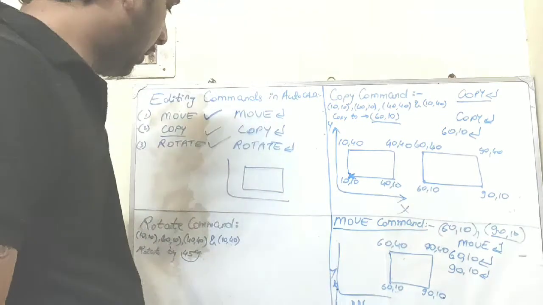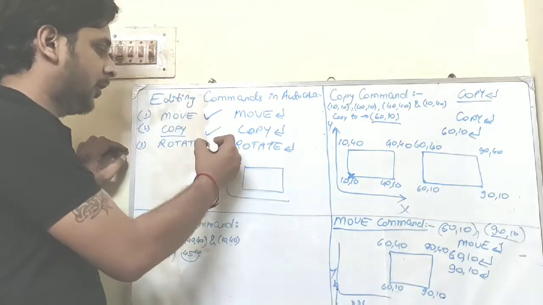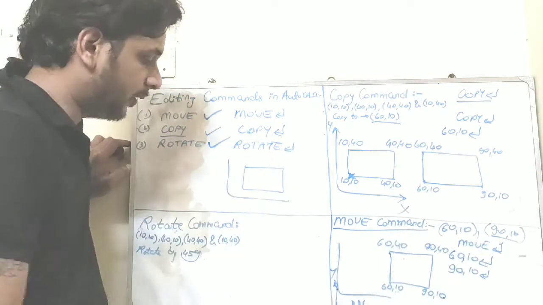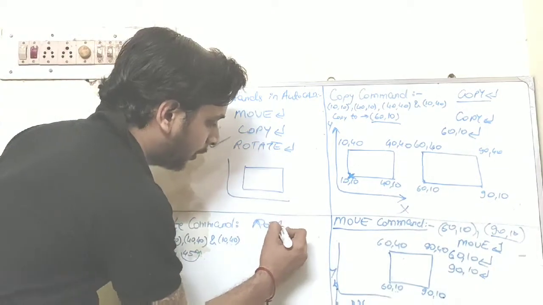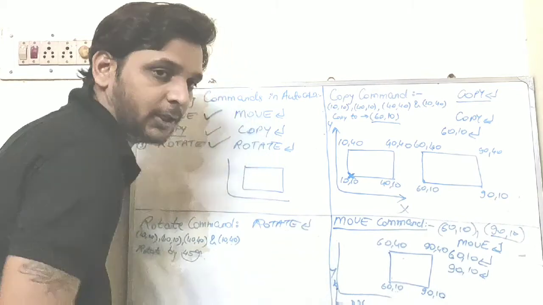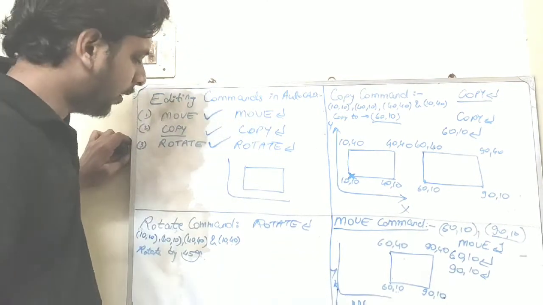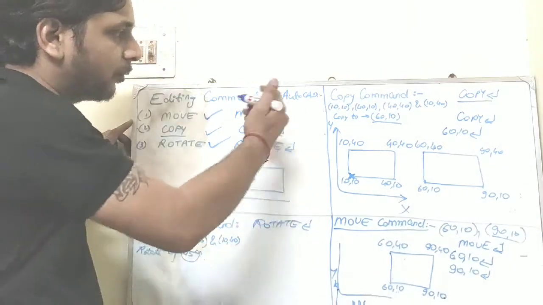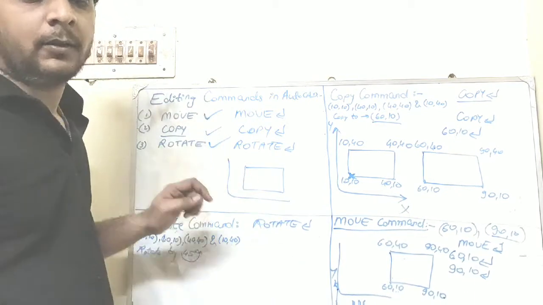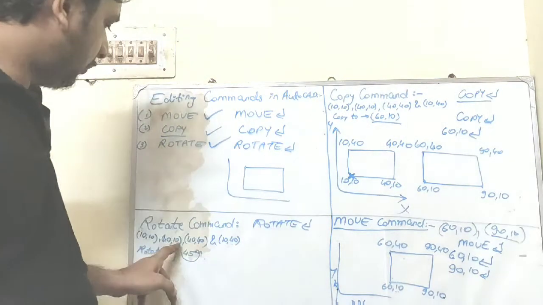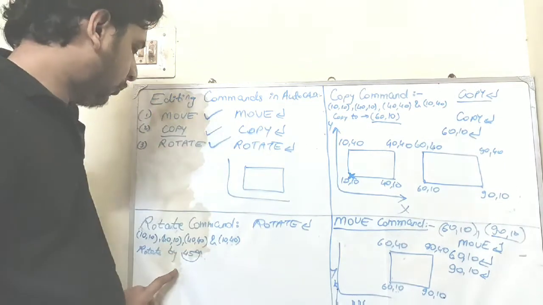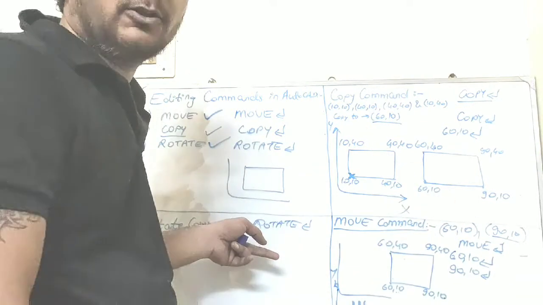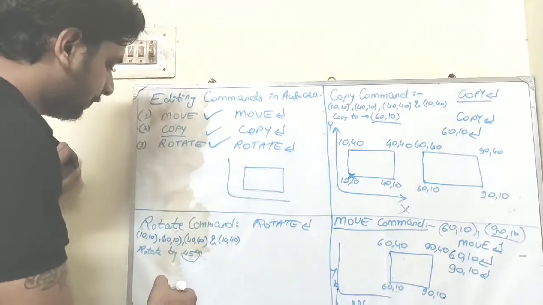Okay, now we will see the third command, that is the rotate command. The format of the rotate command is: type rotate at the command prompt and press enter key. This is the format of the rotate command. Okay friends, for understanding this also, consider the same problem, a rectangle with coordinates 10 10, 40 10, 40 40 and 10 40, and we have to rotate this rectangle by 45 degrees in counterclockwise direction. Counterclockwise means anti-clockwise direction.